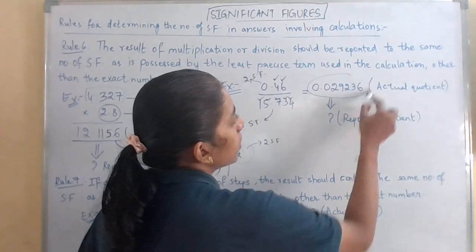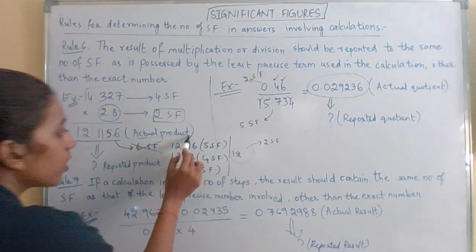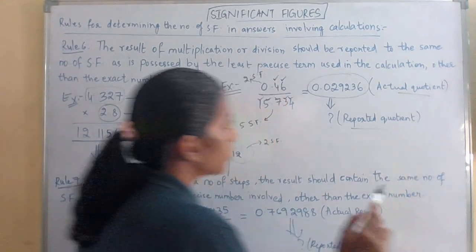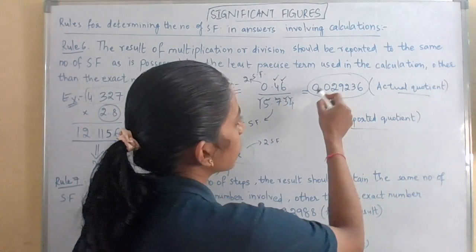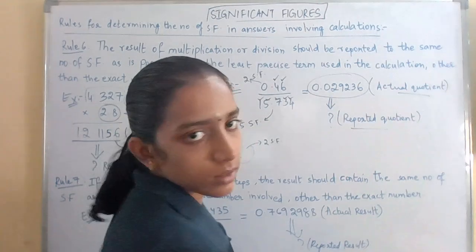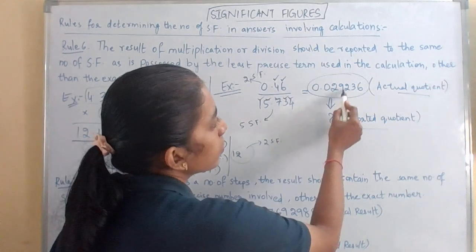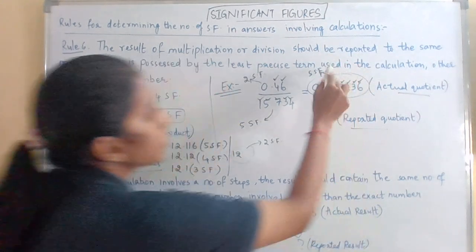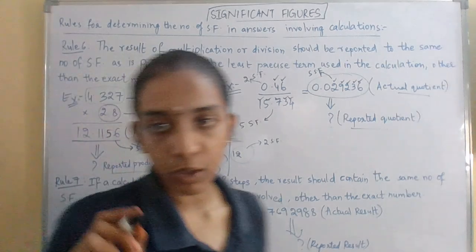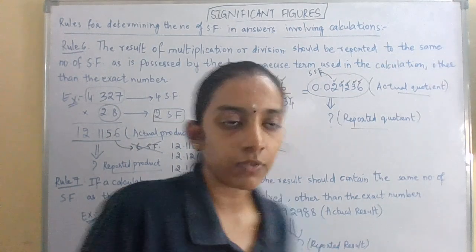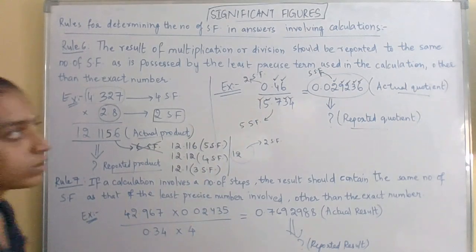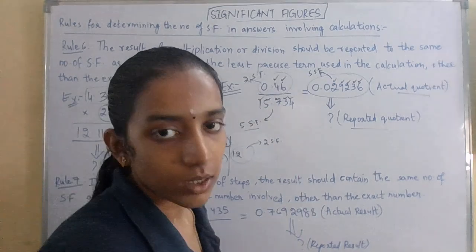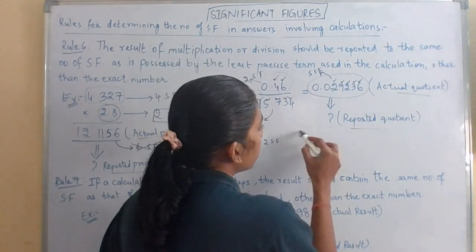And this is our actual quotient. Here we used the terms actual product and reported product; here you have to use actual quotient and reported quotient. So in the actual quotient, what was the number? 0.029236. The number of significant figures is 1, 2, 3, 4, 5. 5 significant figures. Then according to rule 6, what does it tell? That the number of significant figures should be the same as that of the least precise term used in the calculation. So here we have 2 significant and 5 significant figures. So we have to get 2 significant figures in our reported quotient. How do we do that? By rounding it off.